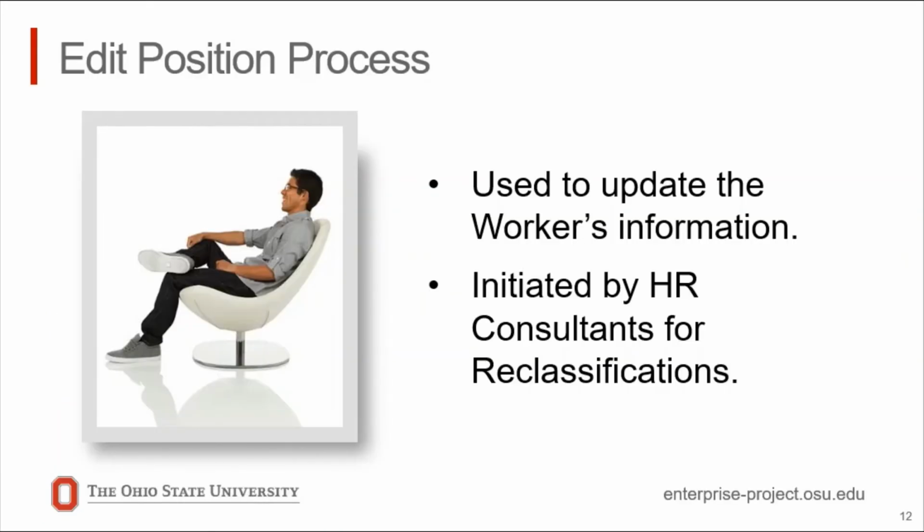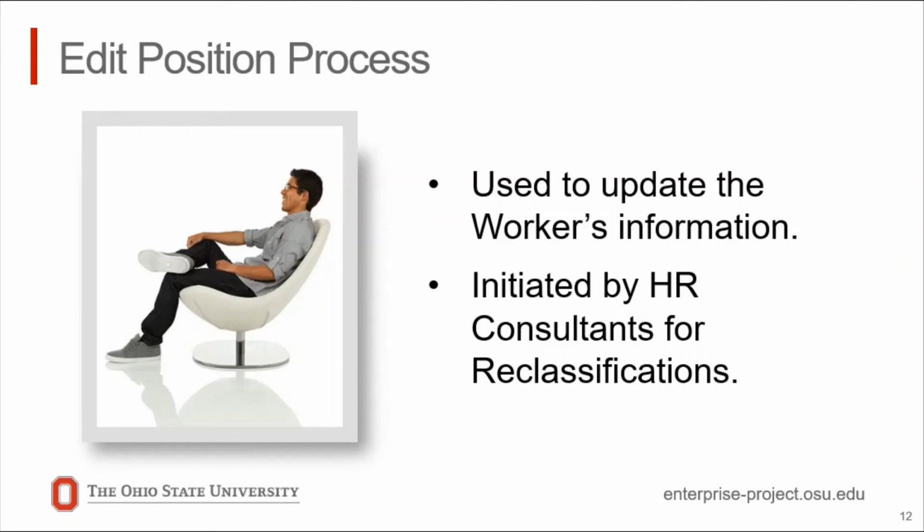The edit position process is used to update an employee's information to the information listed within the position restrictions. This is where HRCs can take the position and apply the updates to the worker in the position. This may include the compensation changes and organization assignment changes. These changes would not automatically be carried over from the edit position restrictions task.